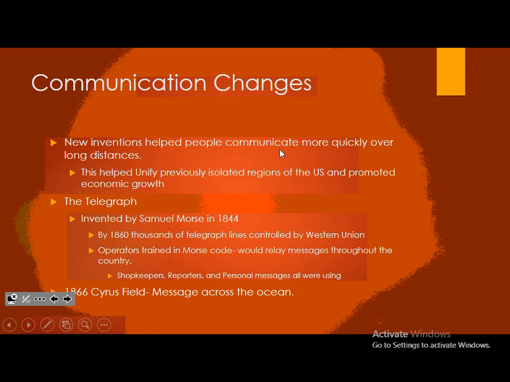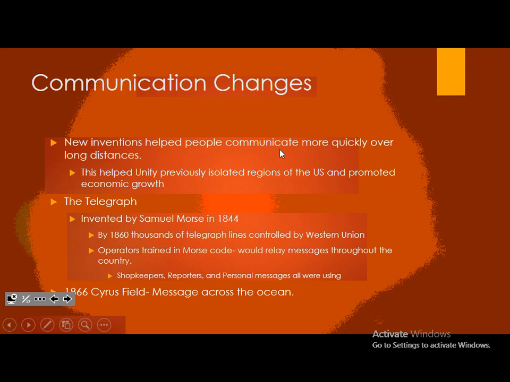New inventions help people communicate more quickly over long distances. Whether it's a telegraph at first, and you wouldn't necessarily get telegraphs every day, especially if you're unpopular like Mr. Hopkins. But maybe on your birthday, your mom, who lives on the East Coast, while you went out west to mine for gold, would send you a birthday message: "Happy birthday." We'll explain the whole process as we go through today. It helped unify previously isolated regions of the U.S. and promoted economic growth. You wouldn't feel so isolated if you're going out west to work on the railroad if you can have a little bit of conversation with people.